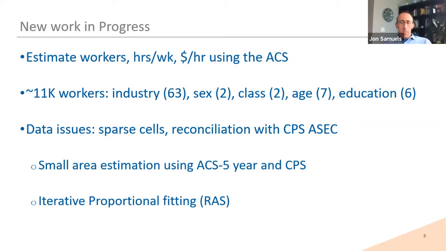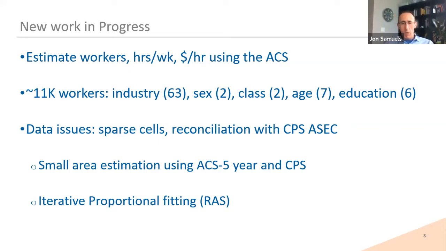And this basically borrows information from similar cells. And in order to refine these estimates, we're using information from the 5-year sample of the American Community Survey, in addition to independent estimates of the number of workers and hours and compensation per hour that are based on the CPS.